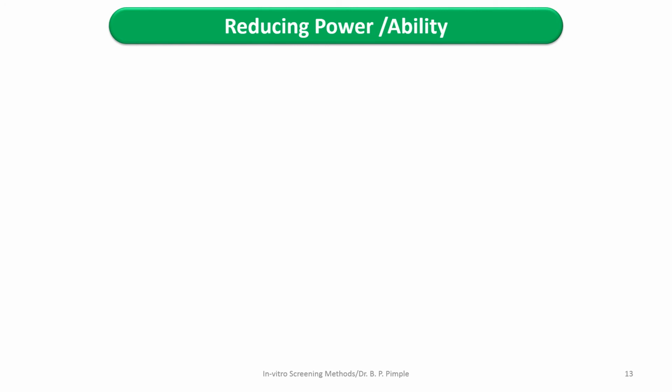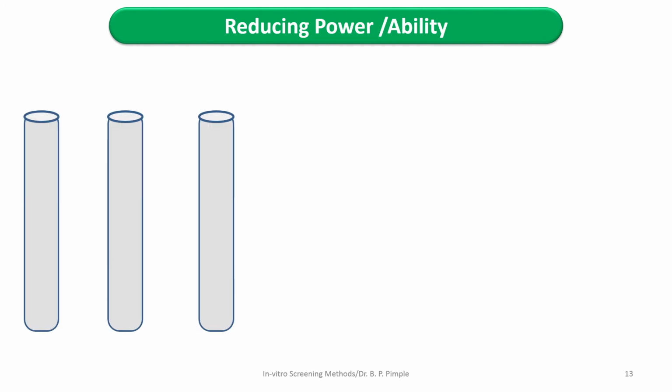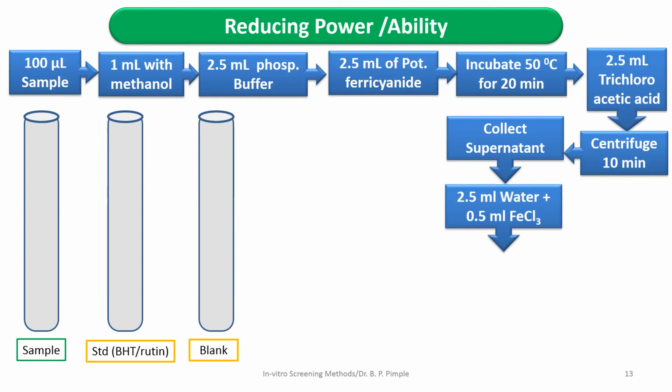Into the detailed process, we have taken three test tubes. One is sample, another is standard, which contains BHT or rutin, and the third one is the blank. In these, we need to add a range of different solutions. Initially, we will be adding, say, 100 microliter of sample, that is the isolated or extracted compound. In case of the standard, we are adding BHT or rutin solution, 100 microliter. Next step is addition of 1 ml of methanol. Methanol is to be added in all three test tubes.